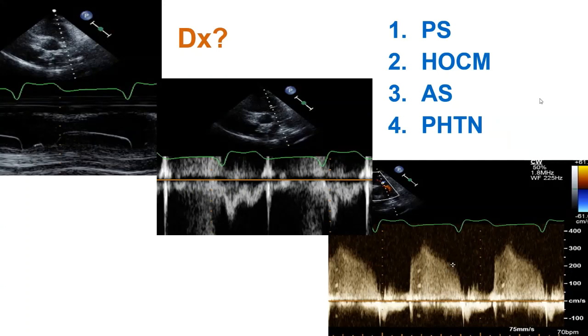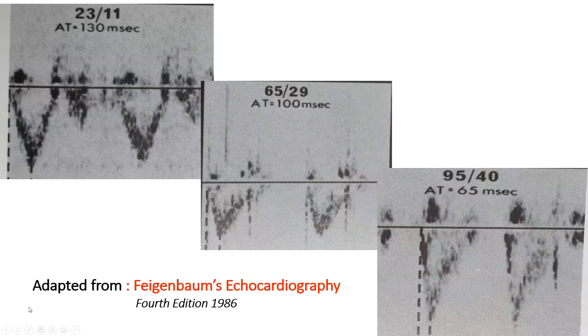What's the diagnosis? Pulmonary valve stenosis, HOCM, aortic stenosis, pulmonary hypertension. I'm making these questions kind of easy for you just to get you warmed up for the real thing. And the correct answer is pulmonary hypertension.